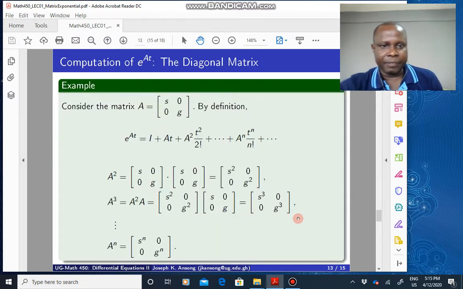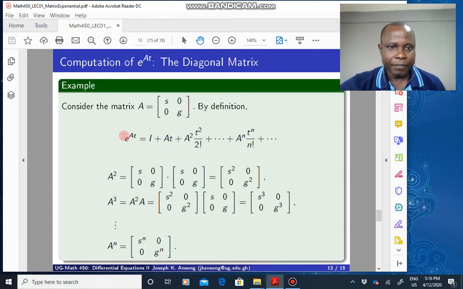So here's an example of a 2 by 2. We are actually going to do this using the definition. So you have a matrix A which is s, 0, 0, g, so it's diagonal with elements s and g, not 0, along the main diagonal. Okay, then by definition you have e to the At given by this. So all we need to do to compute the matrix exponential is plug in the identity matrix, which is easy in this case. This is just 1, 0, 0, 1.